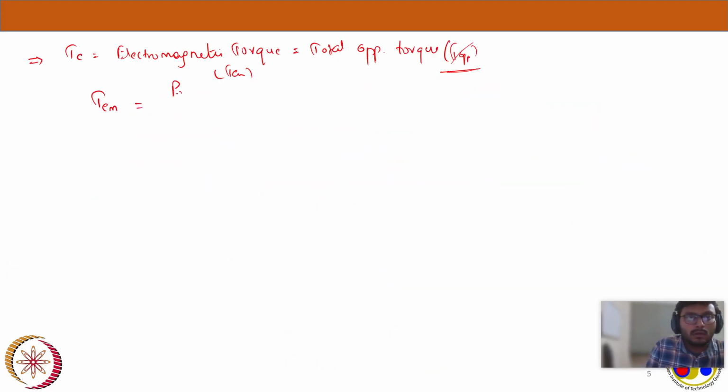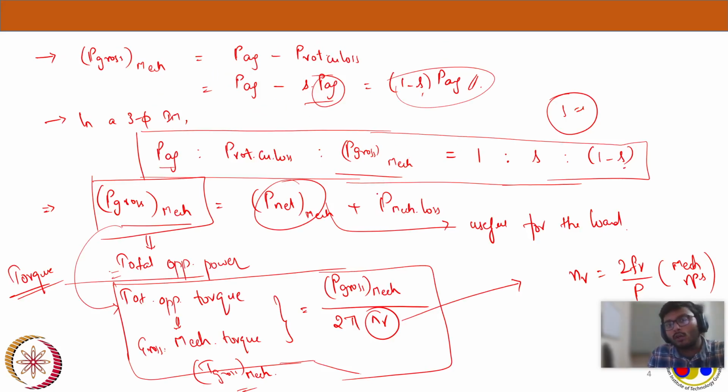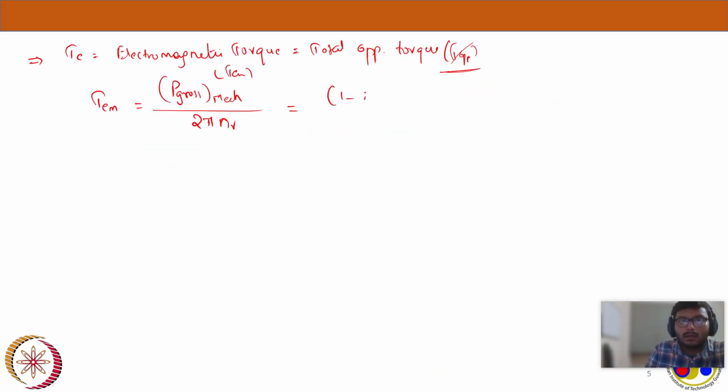Now we know we can replace this P gross mechanical. If I want to write it in terms of air gap power, it is (1 minus S) times air gap power. I have just replaced. Why I am saying all these formulas is, it's very simple. If you remember this, you will be able to solve many similar problems. If you are solving for torque and they haven't given you mechanical power, they have given you air gap power, you can just use this formula instead of this formula. If you know the relation, it will be easy to calculate.